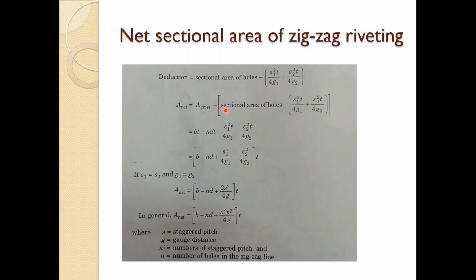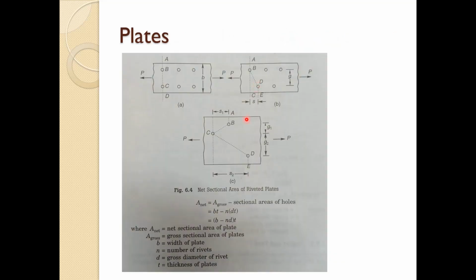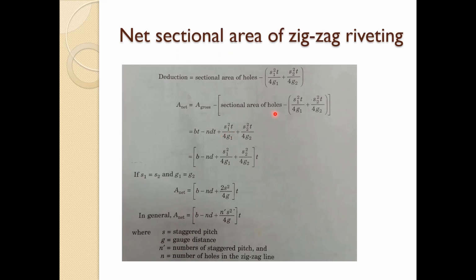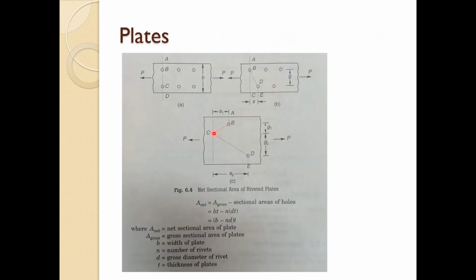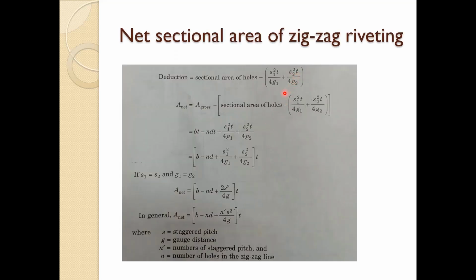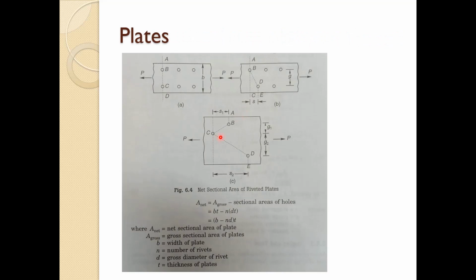So by considering this case, we are making the deductions. Total deductions are the sectional area of the holes, these three holes in the a b c d e section, minus s1 square t divided by 4g1 for this region, plus s2 square t divided by 4g2 for this region, because we are having the extended length over here.